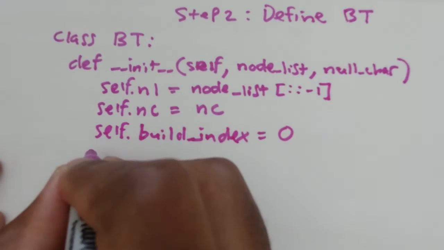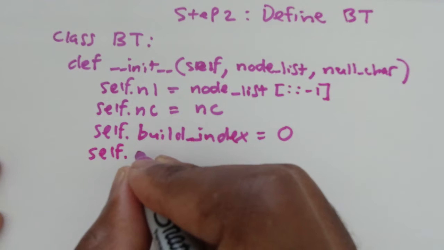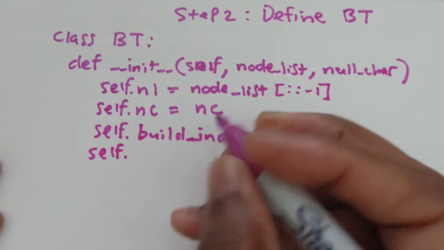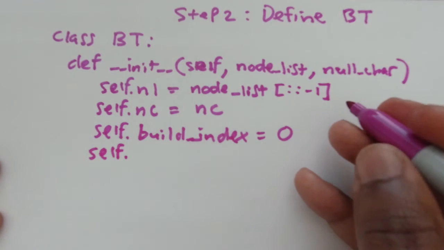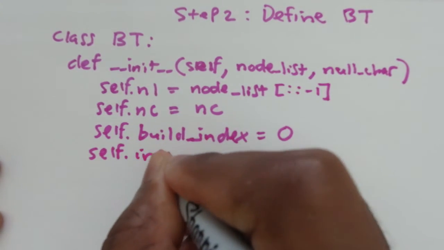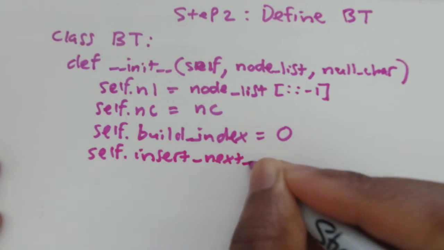And then lastly, we need to create this method, which will be used to iterate through this input and then create the tree. We're going to call this method self.insert next node.